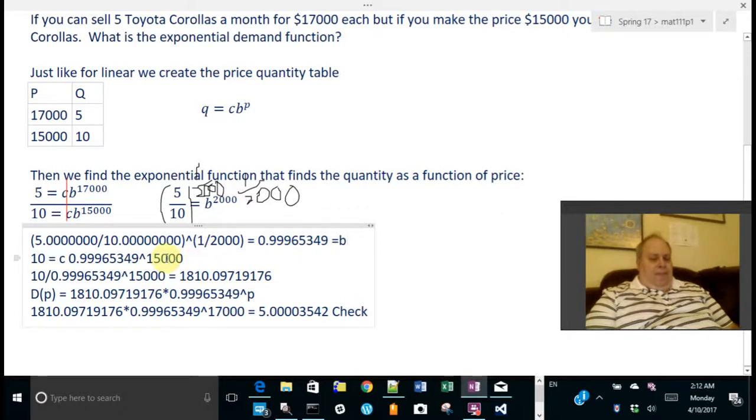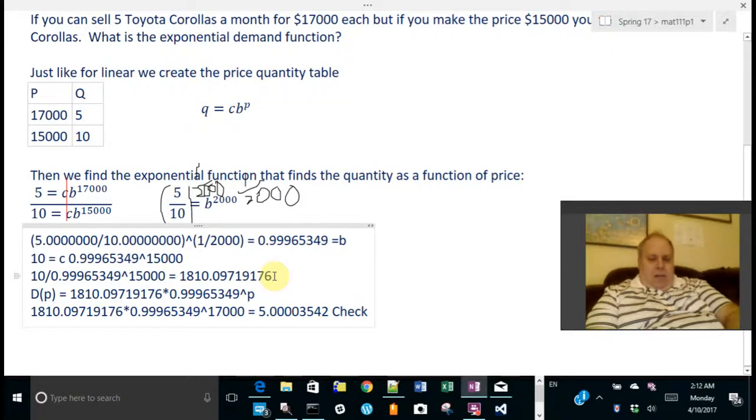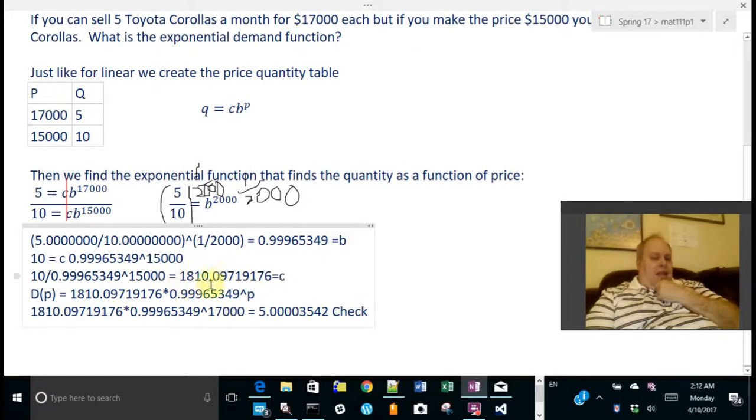Now, I divide both sides by this, and that's going to give me a value for c. That equals c, and that's 1810.09. Now you could probably round this as 1810.1, but I don't need to round it, so I'll just give it all the digits.